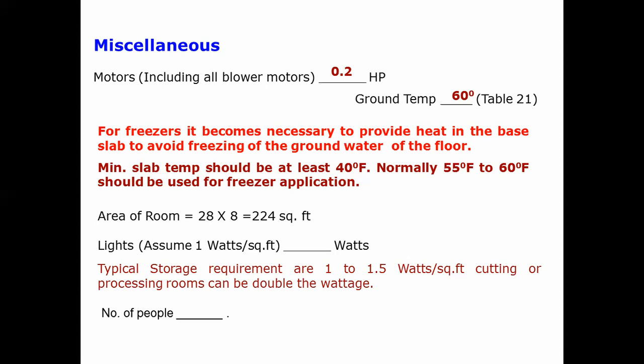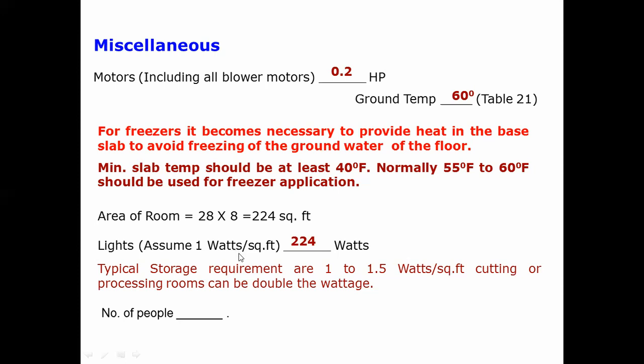These are the input values, these are given values. So you know that the area is 224 square feet. We are assuming 1 watt per feet square. So how many watts will we be getting? 224 watts, because 224 into 1 watt.